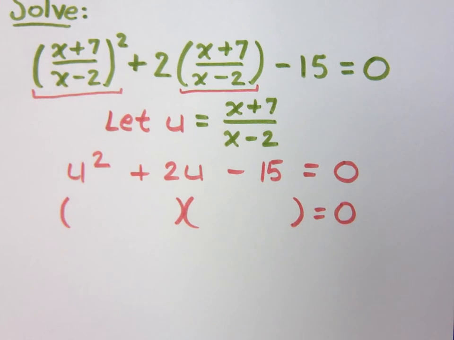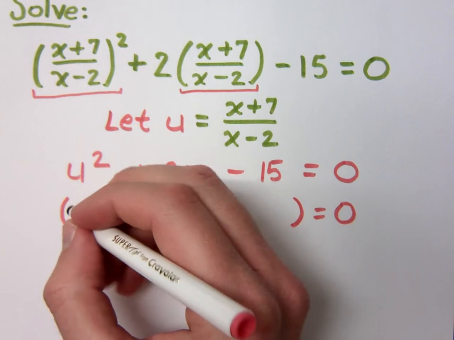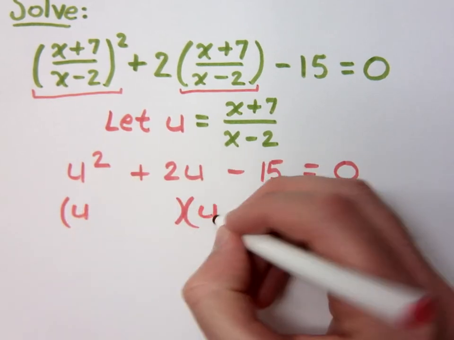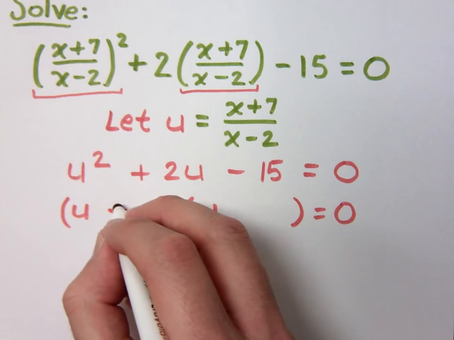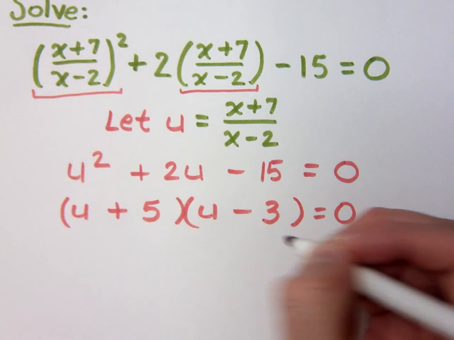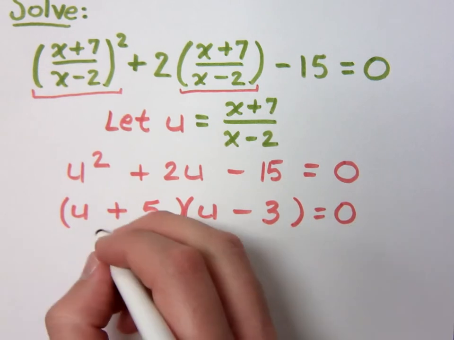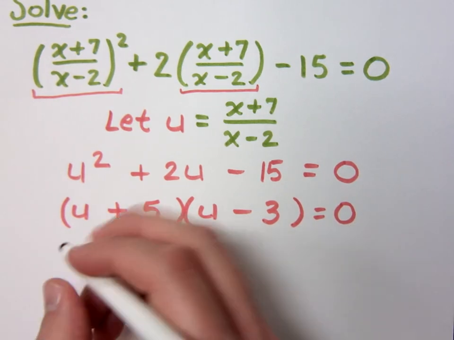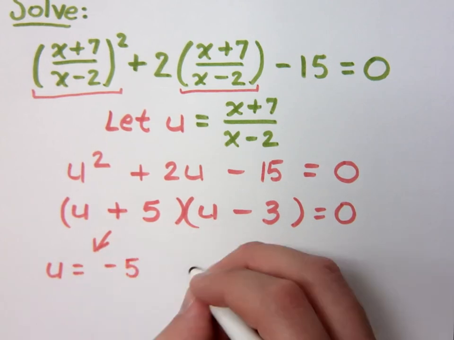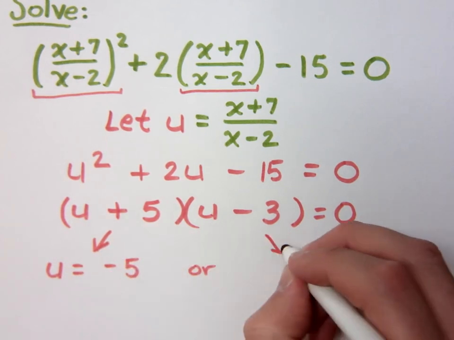Give me a minute. Plus and minus. How do I break down u squared? U and U, plus and minus. 3 and 5. So plus what? Plus 5 and minus 3. Oh, that's not bad at all. You know what, I can even finish this guy because using the zero factor theorem, that means that u equals what? Negative 5 or positive 3.